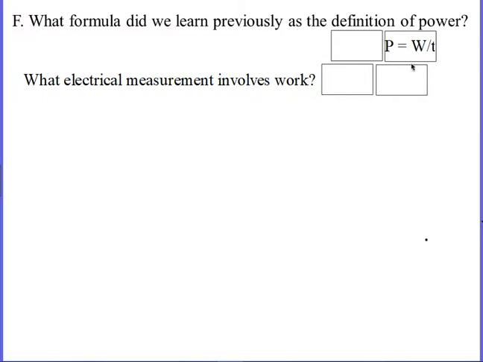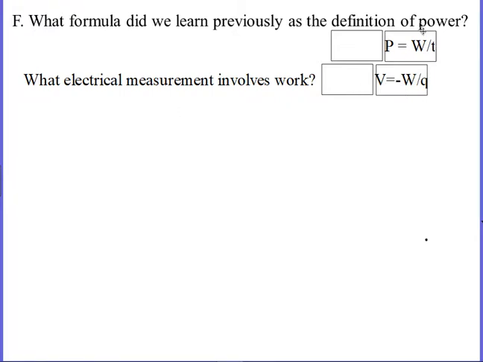So, as regards the rate of working, what electrical measurement involves work? Again, stop the show, you start it again, and if you did not write in the first box this rate, the work per charge moved, with the awkward negative, then write it now.